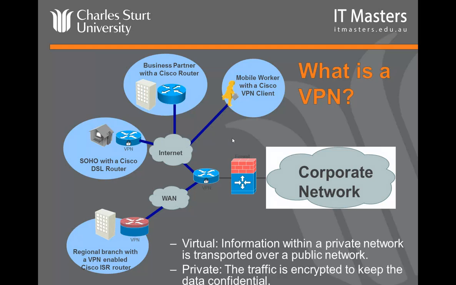Okay, so two keys for it. It's virtual, so it's information within a private network, transported over a public network, and it's private. The traffic is encrypted to keep the data confidential. So they're the two things you need to really get from that. It's virtual, so it uses a public network, but it's a private network over a public infrastructure, and it's private, so it's encrypted.